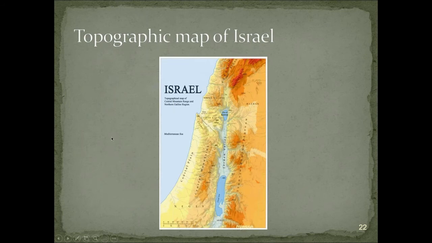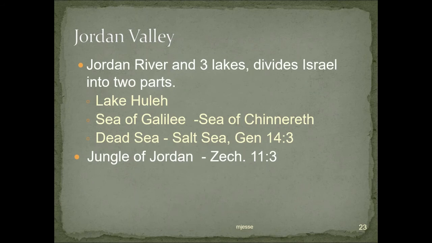So here we have a topo map of Israel. You see the Transjordan Plateau, the Jordan Valley, the Central Mountain areas, and the coastal plains. The Jordan Valley has the Jordan River and 3 lakes, dividing Israel into 2 parts. Lake Hula during the Bible times was about 4 miles long and 2 miles wide. It's been drained extensively, so not as large as it was back then.